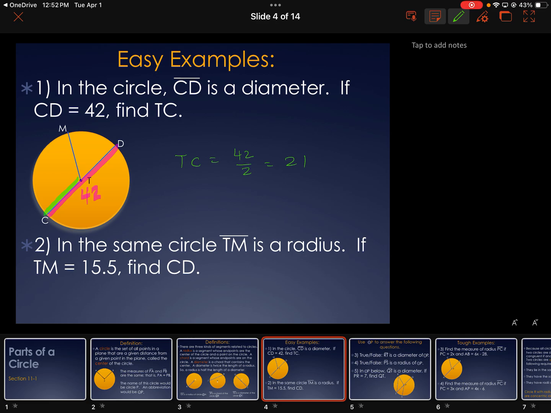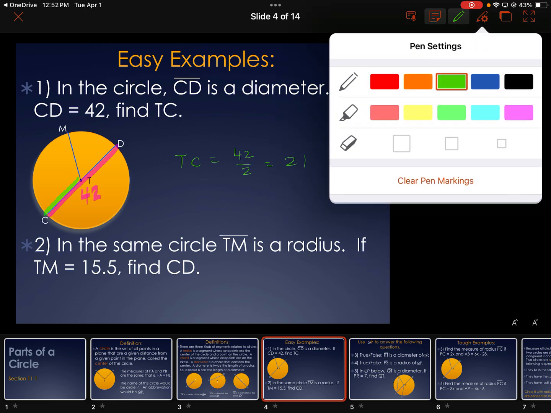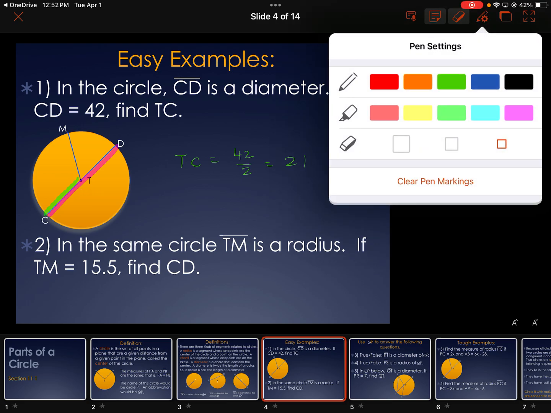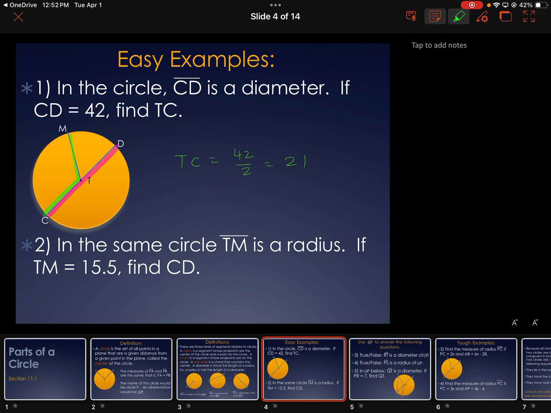Number two, in the same circle, segment TM is also a radius. If T to M is 15.5, so notice how we're resetting the numbers here. Let's say that segment TM is 15.5. I'll make it green because it's a radius. What's the distance from C to D? That's your diameter. If you know the radius, can you find the diameter? Yeah, you just multiply by 2.